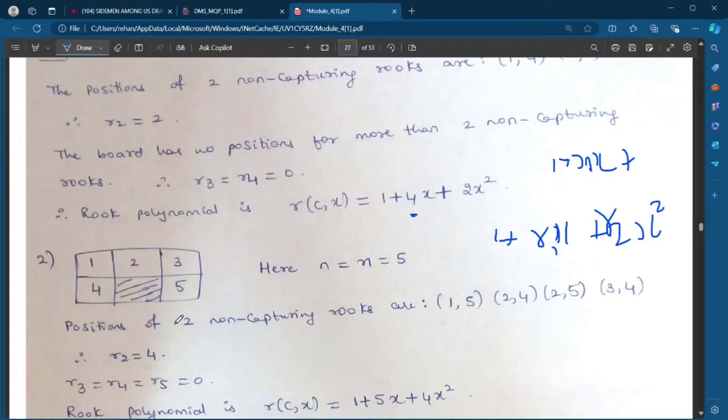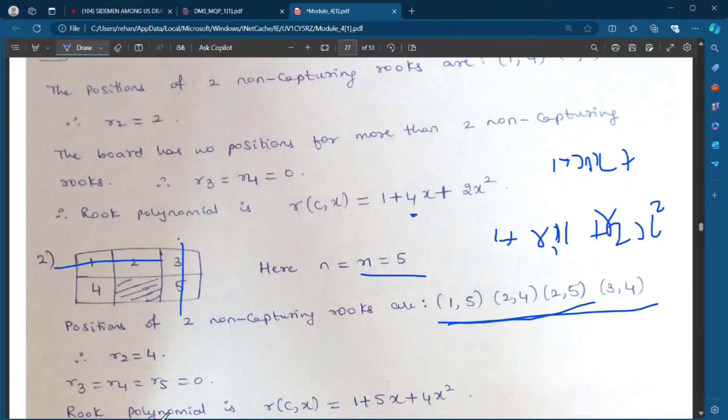Suppose now they have given the board 1 2 3 4 5. Here n is equal to r, and 5 rooks are there. So the positions of two non-capturing rooks are: if I take 1, I will exclude this, that is (1,5). Then if I consider 2, I can take (2,4) and (2,5). Then if I consider 3, I'll take (3,4). You understand, right? So r2 I have 4. Sorry, r2 I have 4, r1 is 5.